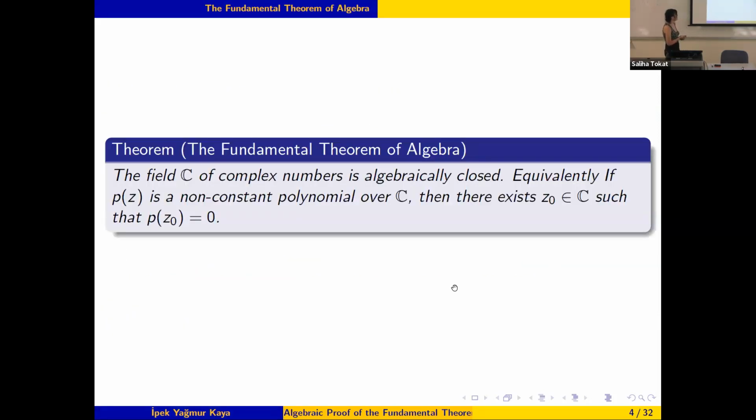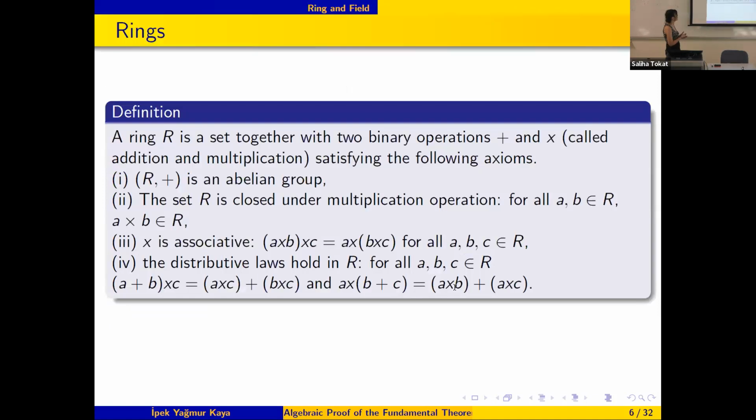So let's start with the theorem. The field C of complex numbers is algebraically closed. Equivalently, if P of z is a non-constant polynomial over C, then there exists z_0 in C such that P of z_0 is equal to 0. And let's start with the rings.